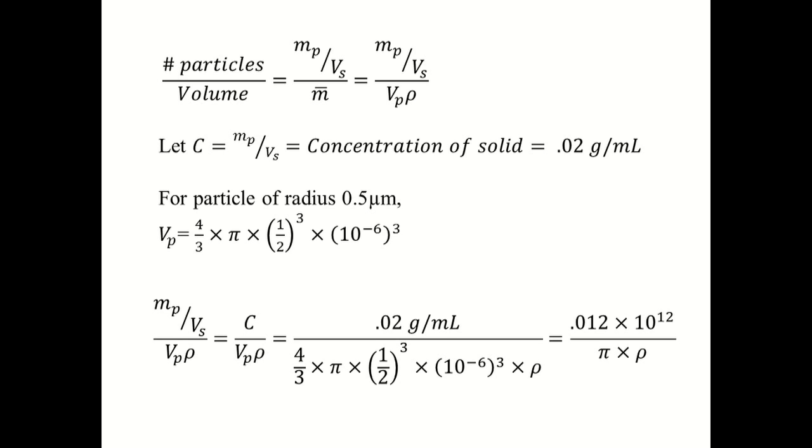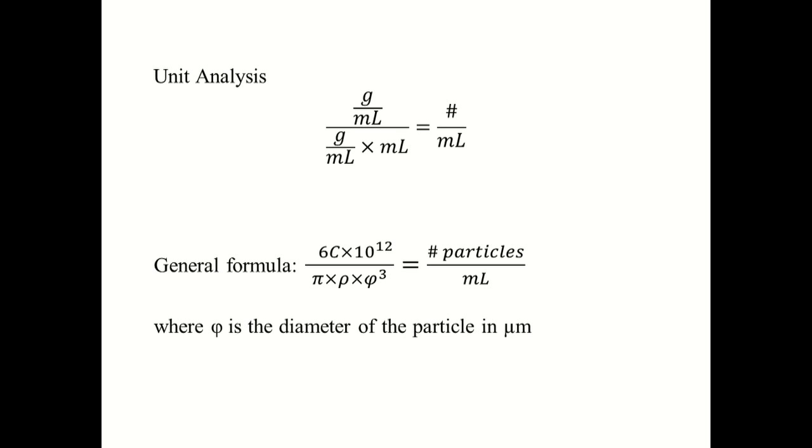We will consider a solution containing particles that are 1 micrometer in diameter for simplicity of this derivation. Substituting the given values for our ratio of particles to volume, we get 0.012 times 10 to the 12th over pi times rho. To check our solution, we perform a unit analysis to show the units resulting in number per milliliter, which is what we set out to achieve. Rearranging our solution results in a general formula for determining the number of particles per milliliter in a colloid solution, where phi represents the diameter of the particle in micrometers.